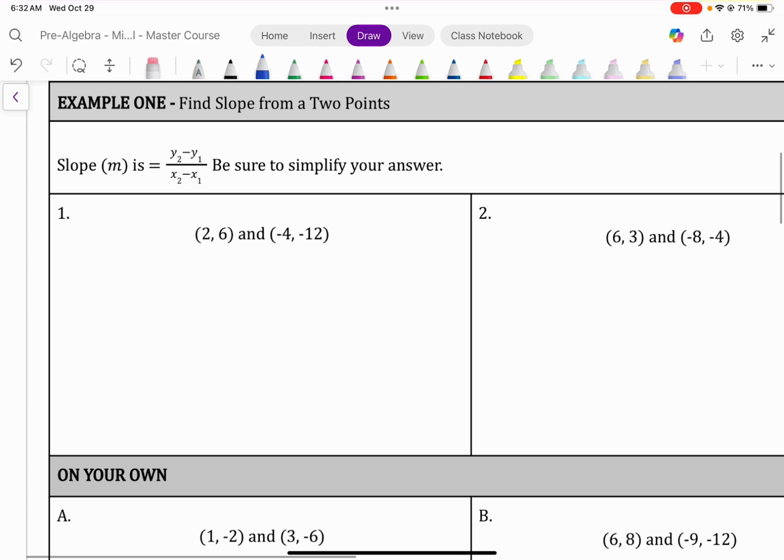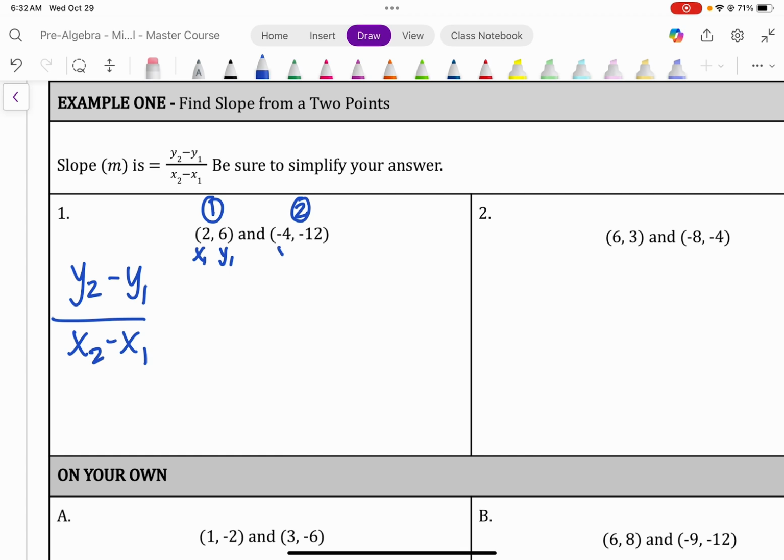Okay, so here we go on example 1. I'm going to write my formula every time: y2 minus y1 over x2 minus x1. And I'm going to label this group 1. Group 2, if you need to go further, you can say x1, y1, x2, y2.